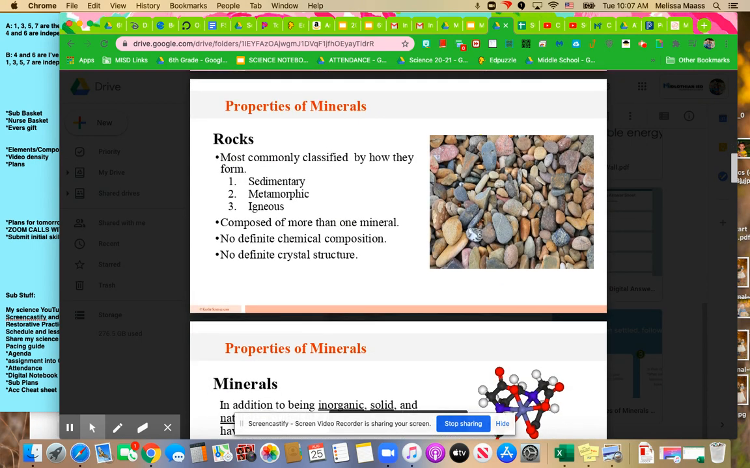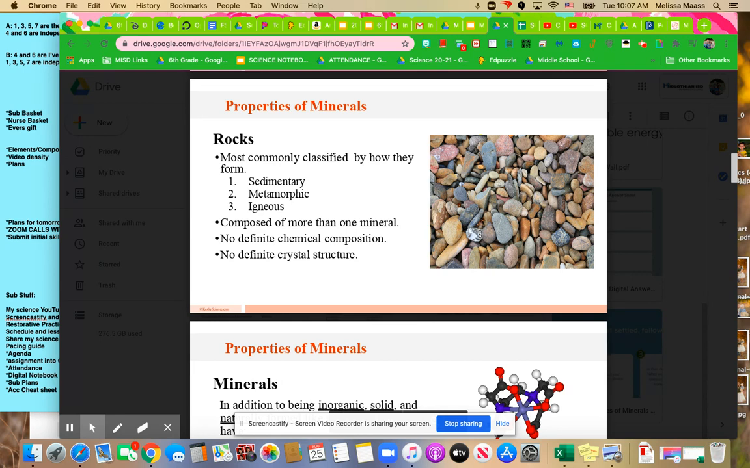Rocks are going to be more so classified by how they're formed. This leads us into the rock cycle. We're not going to talk about rocks right now. That's later on next semester when we move into the layers of the earth and we talk about the rock cycle and how these rocks are formed. Rocks are actually made up of different types of minerals, okay?